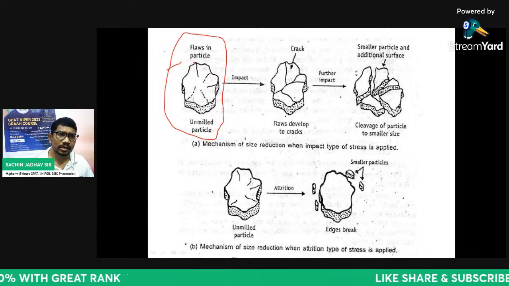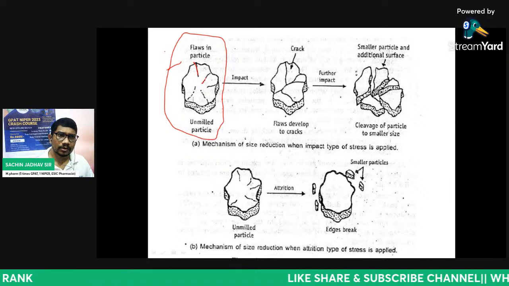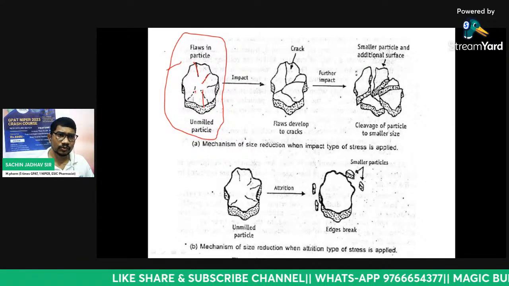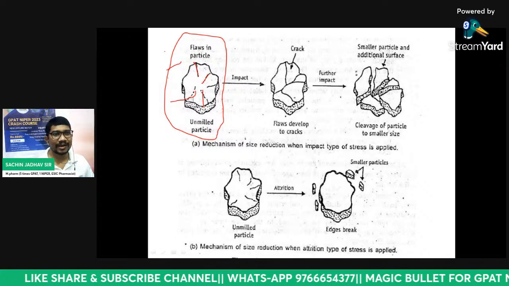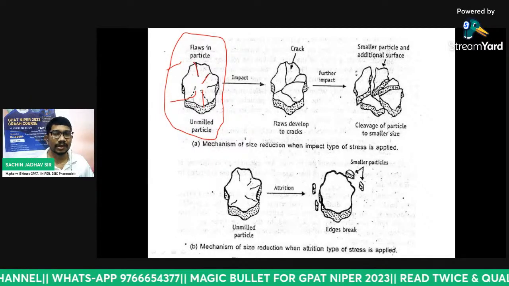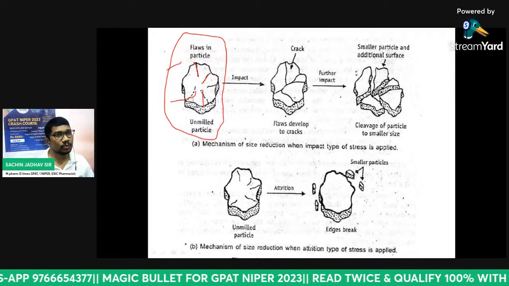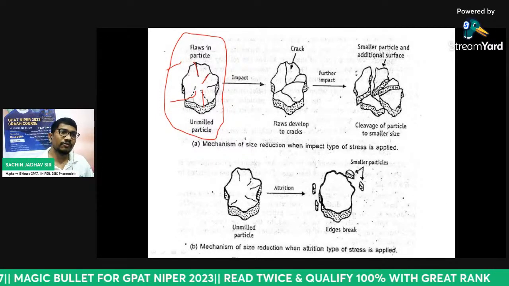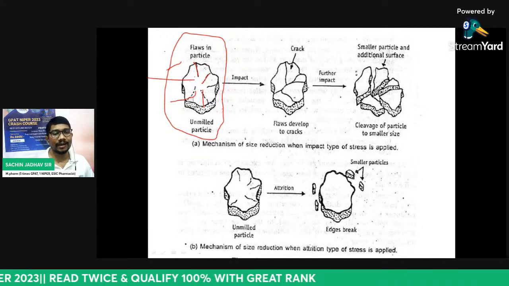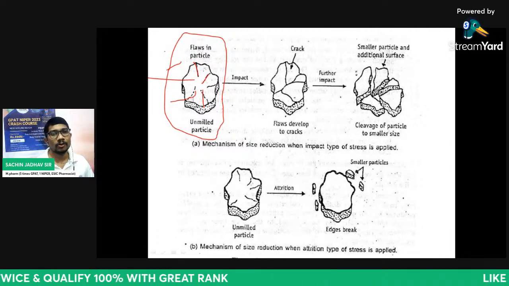So that original particle will have some kind of flaws, some kind of flaws like this. Flaws means what? Flaws means material having structure which is very weak. तो आपका जो पार्टिकल है, पार्टिकल के ऊपर कुछ वीक पोर्शन होंगे, वीक पोर्शन होंगे मतलब क्या, वहां पे attractive force बहुत ही कम होता है, that is known as a flaws.